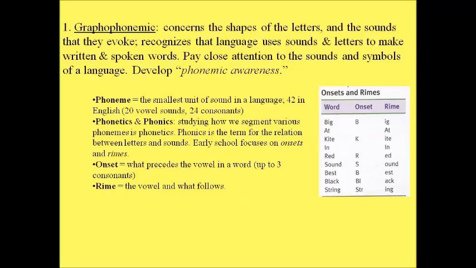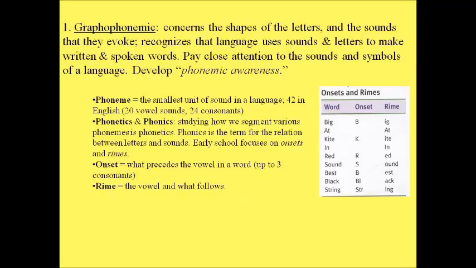Let's go through these. Number 1, the graphophonemic system. This concerns the shapes of letters, the sounds that they evoke. It recognizes that language uses sounds and letters to make written and spoken words. Here we pay close attention to the sounds and symbols of a language, and we develop what's called phonemic awareness. So you're looking at the sound of individual letters in words, being able to identify those in words, like big, ig, right? The onset and the rime here.